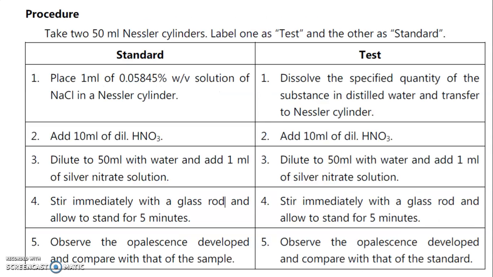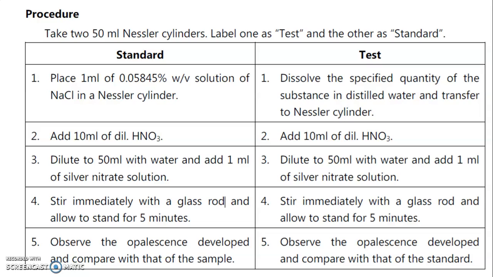A simple procedure: we have to take two Nessler cylinders. Both these Nessler cylinders should be of 50 ml capacity. Mark them as test and standard. In the standard, we have to place 10 ml of 0.05845% weight by volume solution of sodium chloride in the Nessler cylinder. While in the test, we have to dissolve a specific quantity of the substance as per specifications, and then transfer it to the Nessler cylinder.